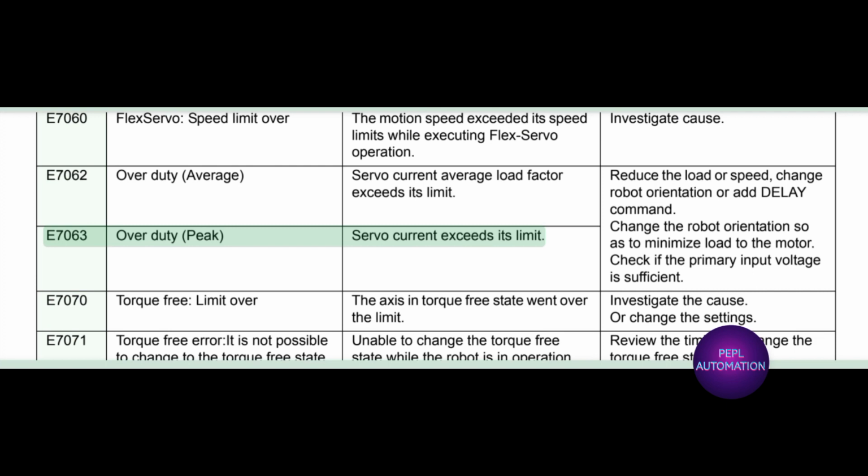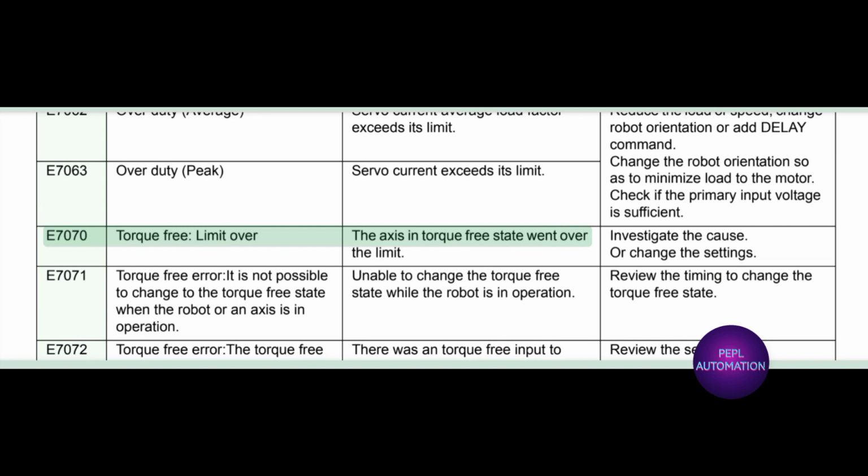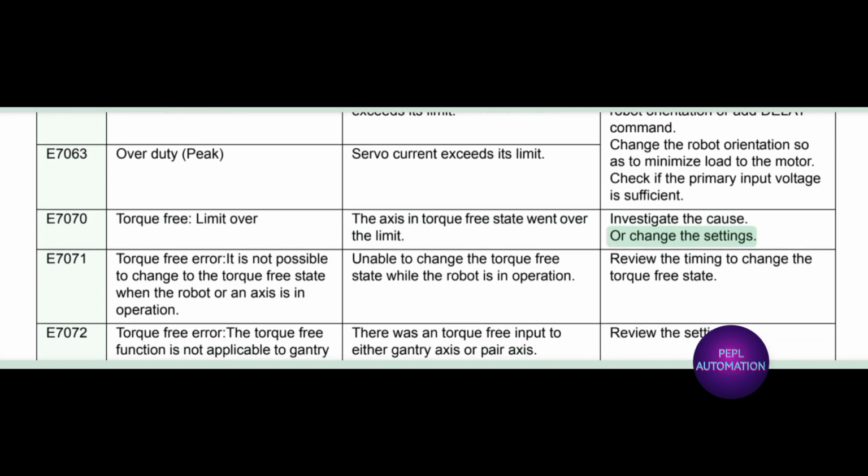E7063 over duty, peak. Servo current exceeds its limit. E7070 torque free, limit over. The axis in torque free state went over the limit. Investigate the cause, or change the settings.